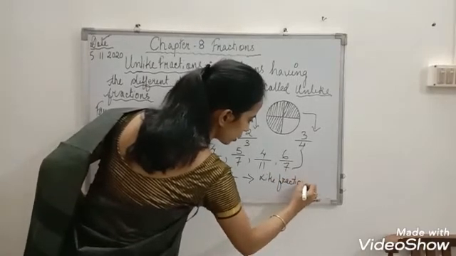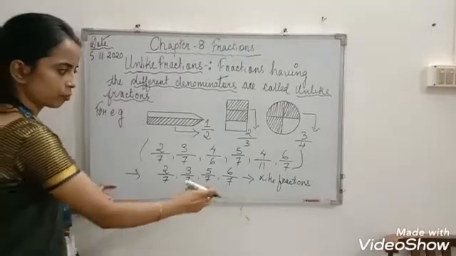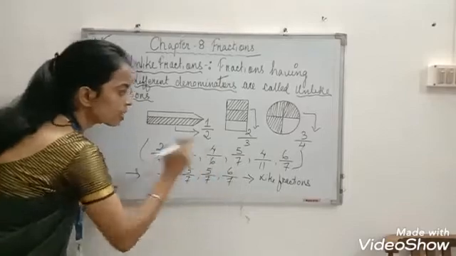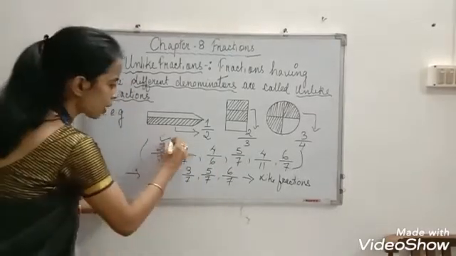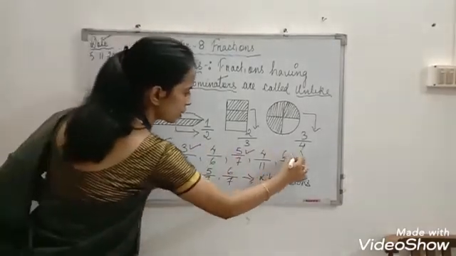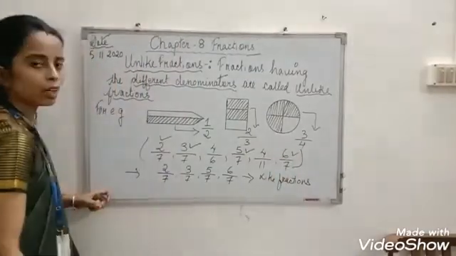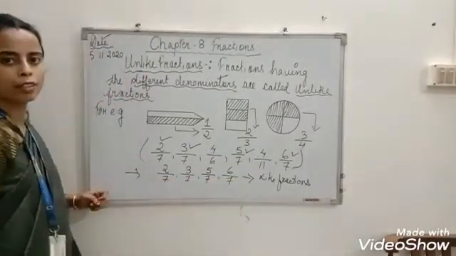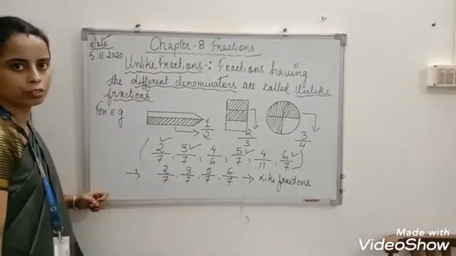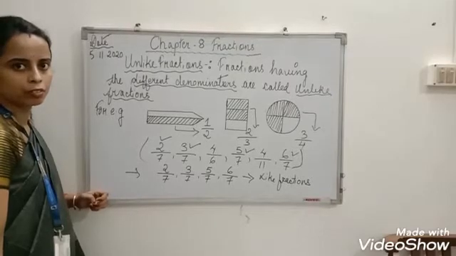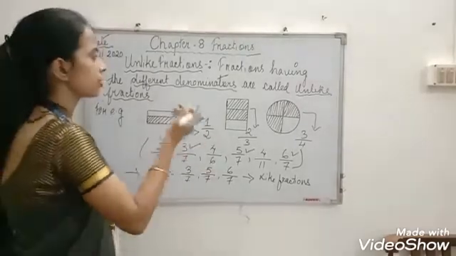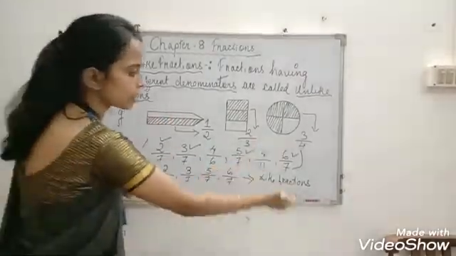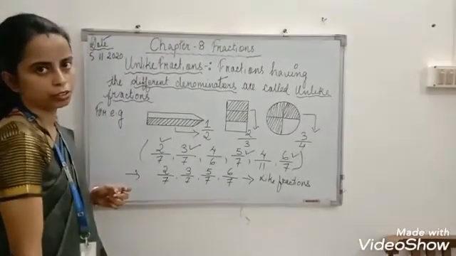These are what fractions, children? These are like fractions. What is common among them? The denominators are the same. So 2 by 7, 3 by 7, 5 by 7 and 6 by 7 are called what? Like fractions. And 4 by 6 and 4 by 11 are unlike fractions. Okay? Fractions having the same denominator are called like fractions. Fractions having different denominators are called unlike fractions.